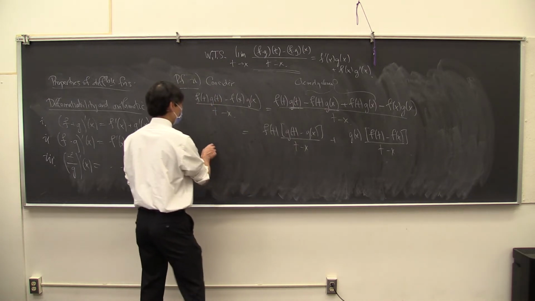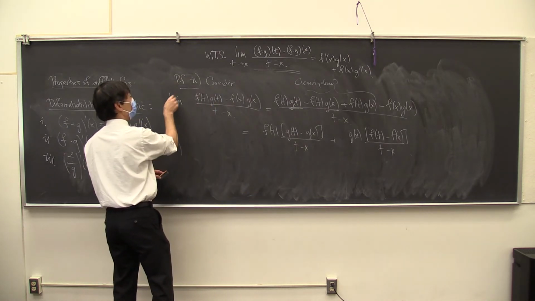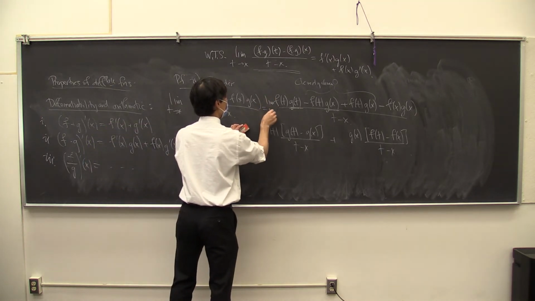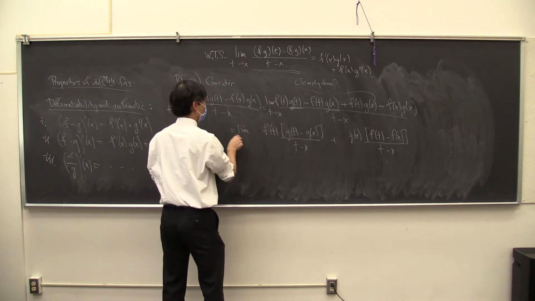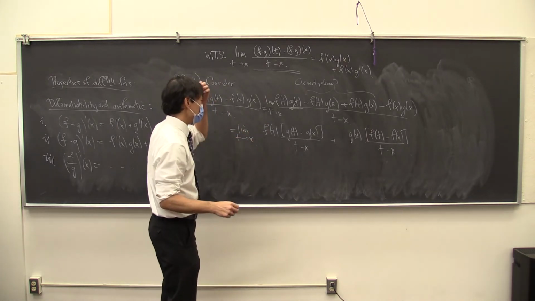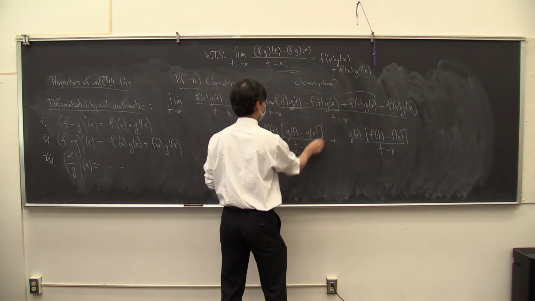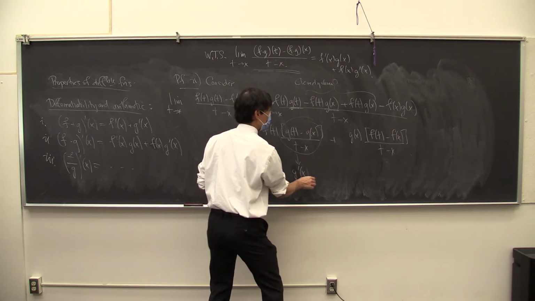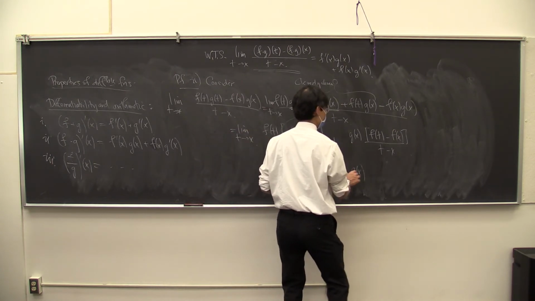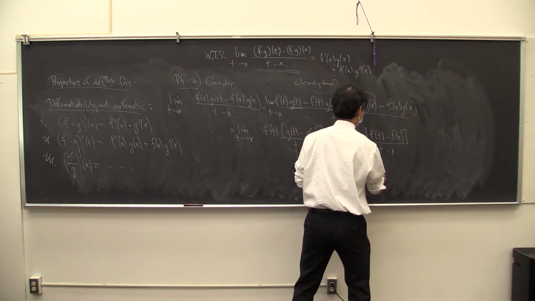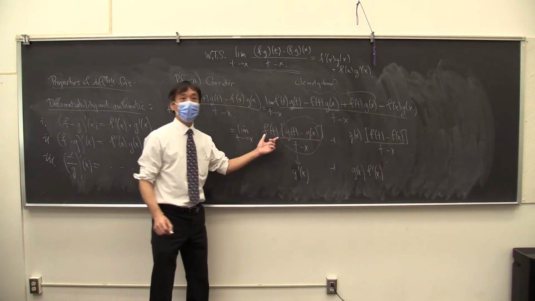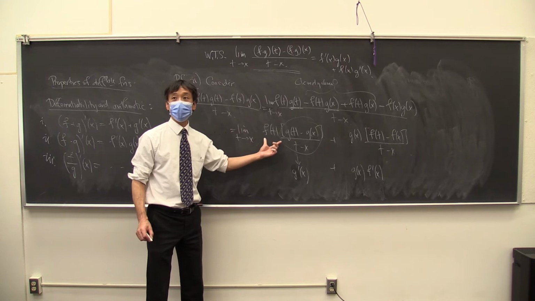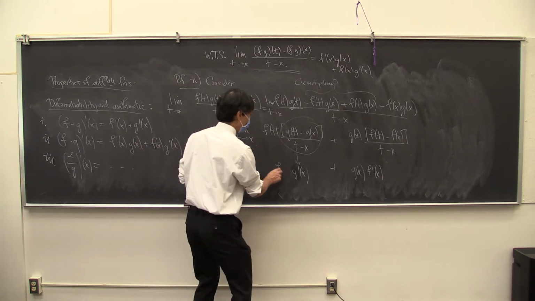Okay, right? So then let's take the limit as t goes to x. You see what happens, right? This thing turns into g prime of x. This is g of x. This turns into g of x times f prime of x. And then here I get the limit of f of t as t goes to x, and that's going to be f of x.